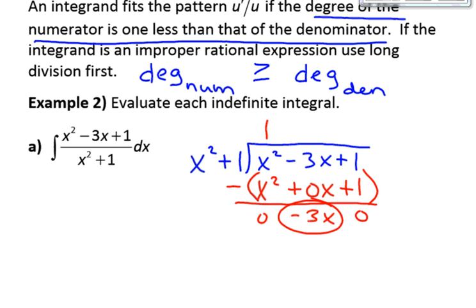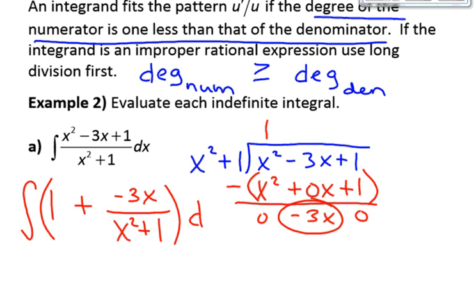So the way this is going to be equivalent is, we get an answer of 1, plus our remainder, negative 3x, over what I divided by, x squared plus 1. Okay, so hopefully you remember how to do that. If you need help, you can come see me. But this whole expression here is equivalent to that whole expression there.